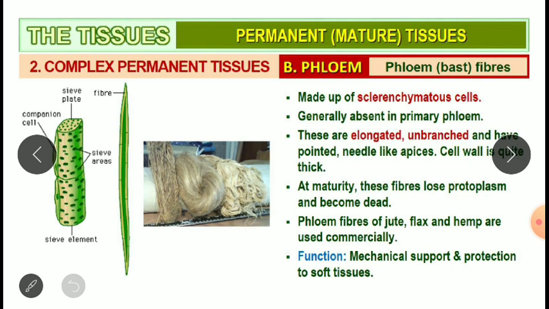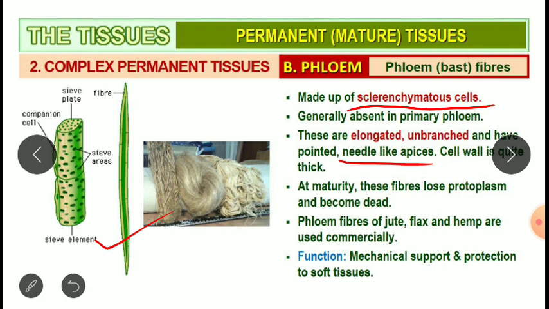The last is the phloem fibers. So until now we have studied the companion cells, the sieve tubes and the phloem parenchyma. All these three are the living tissues of the phloem. But the phloem fibers are the dead tissues of the phloem. They are the sclerenchymatous tissues. They are generally absent in the primary phloem, whereas these are elongated, unbranched and have pointed needle-like apices. The cell wall is quite thick. So you can see over here these type of elements.